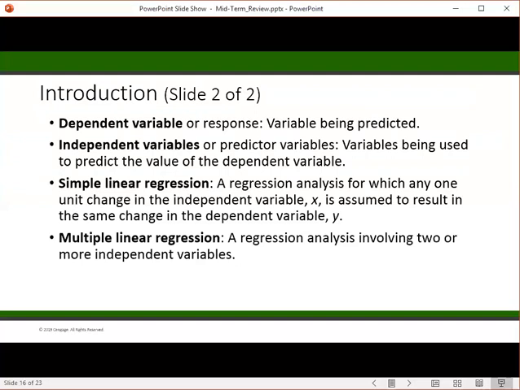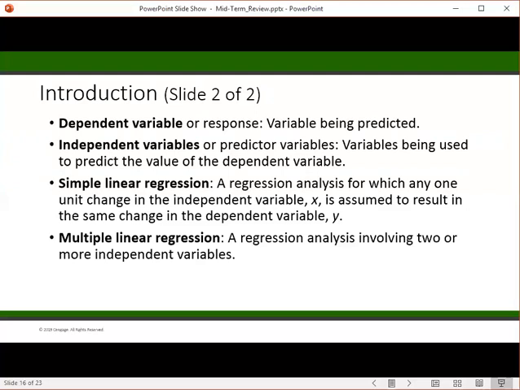So a linear regression is one for which a unit change in the independent variable x is assumed to result in the same change in the dependent variable y. In other words, y is going to have the same change each time that a unit change happens in x. Y's change could be 2 times the change in x, 3 times, but it's going to be the same each time.